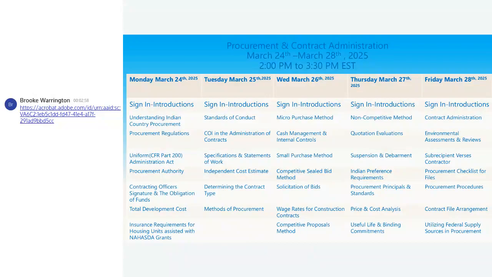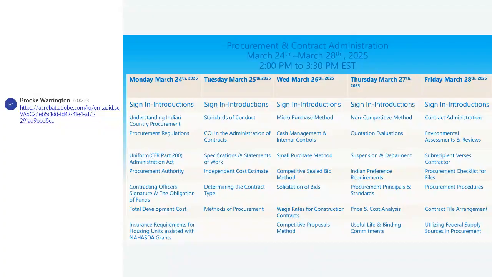So today we're going to go through that micro purchase method. Cash management, internal controls, small purchase method, competitive sealed method, solicitation of bids, wage rates for your construction contracts, and that competitive proposal method. Tomorrow we'll do the non-competitive, okay? Quotation evaluation, suspension and debarment. Got to make sure you check for that.